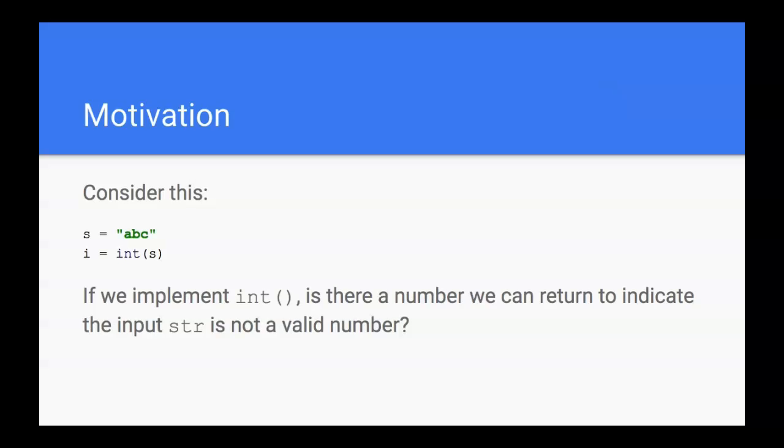So to motivate this topic, consider these two lines of code, which is very simple and we know what it's going to do, right? I have a variable that is a string, ABC, and I'm trying to convert that into an integer. And we know it's not possible, right? Now think from the perspective of the programmer who's writing int. Int is expected to return an integer.